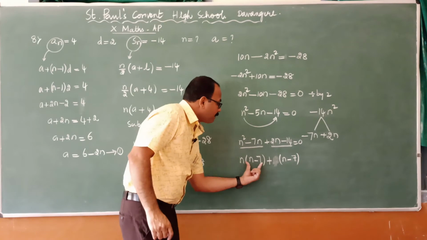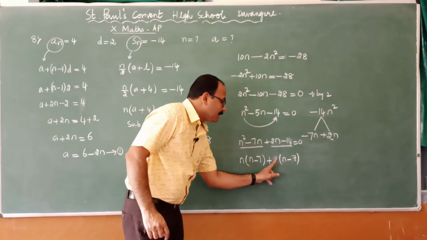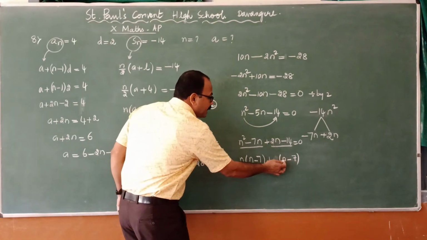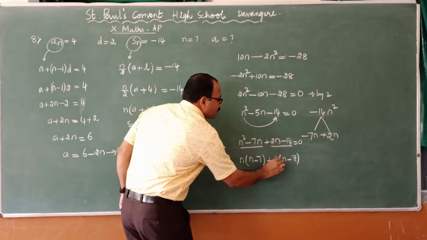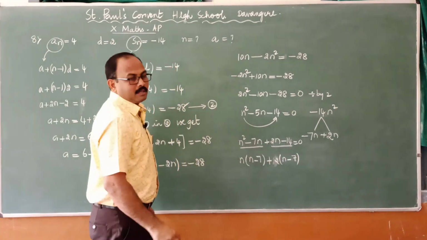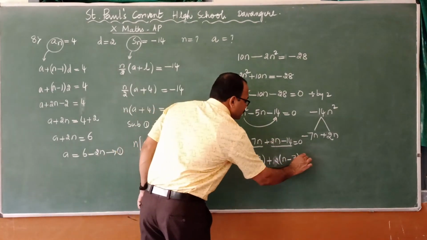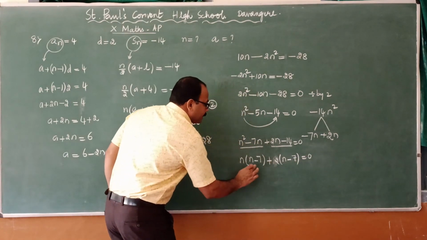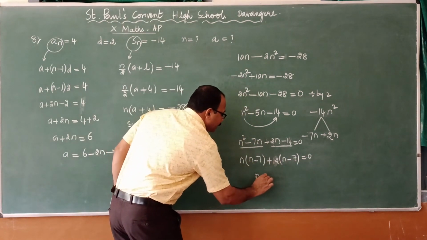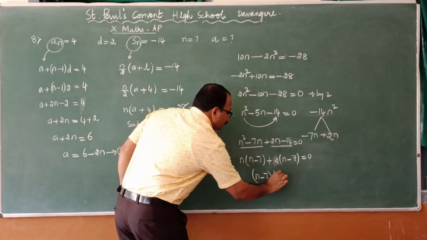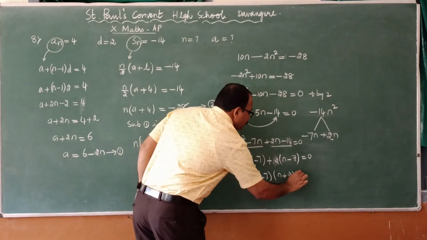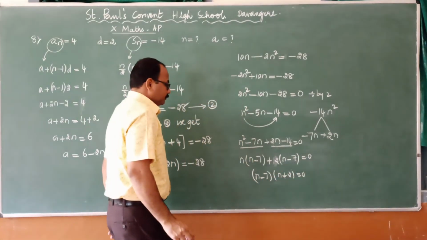After writing this, n minus 7 can be written as it is, leaving the space. n into what becomes 2? n into 2 becomes 2n, is equal to 0. Likewise, you can then take one common: (n minus 7) into (n plus 2) is equal to 0.